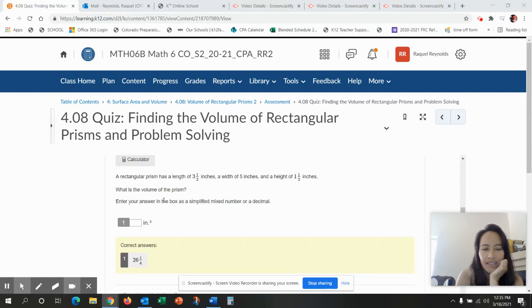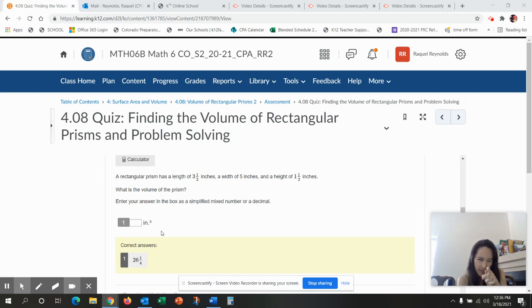Quiz 408. Here we go. Finding the volume of a rectangular prism and problem solving. So here we get to do a little bit more normal, no more little cubes, length times width times height. So let's do it. A rectangle has the length of 3.5, width of 5 inches, and height of 1.5.